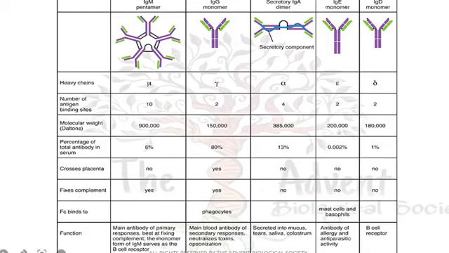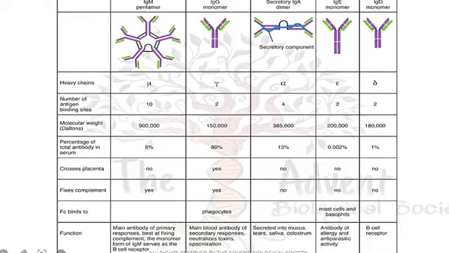Now you can also check this out over here. See the molecular weight of the IgD: 180,000. Multiply it by 5 and you will get 900,000. Look over here, it's 900,000. Take 5 IgD monomers, multiply by 5, and you get this.